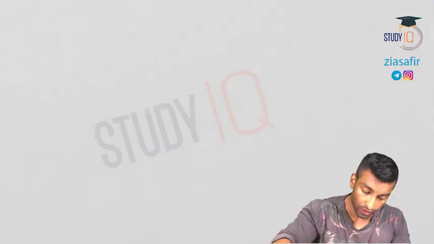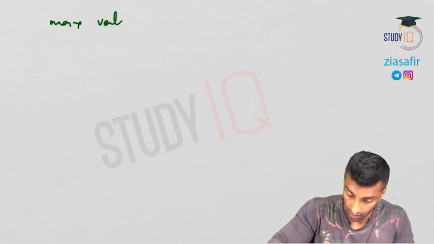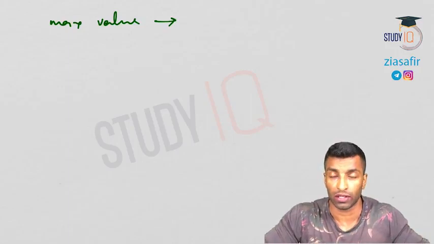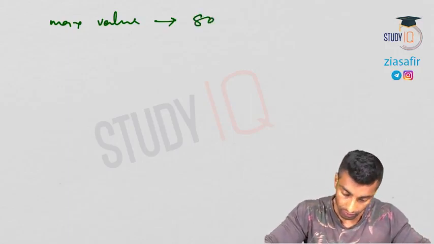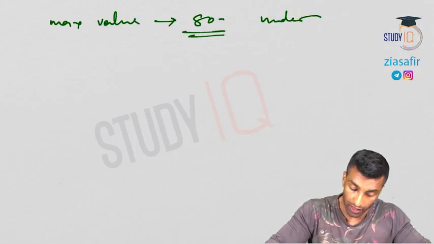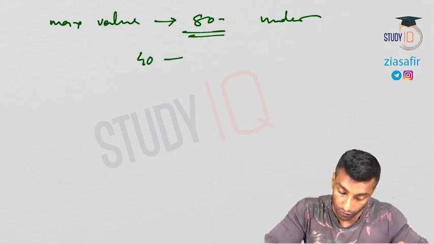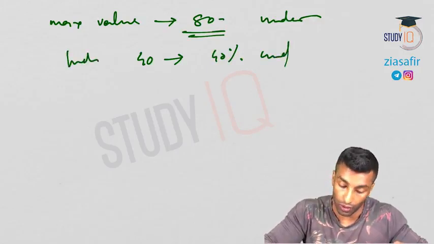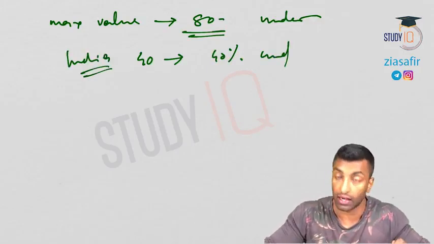Now there will be a maximum value. Maximum value for undernourishment is fixed, that is 80. Like we have discussed this maximum value, minimum value concept when we discussed HDI. So that is 80 maximum value for undernourishment, and India's value is 40. 40 means what? 40% are undernourished. Okay, so India's value is 40 means 40% are undernourished.